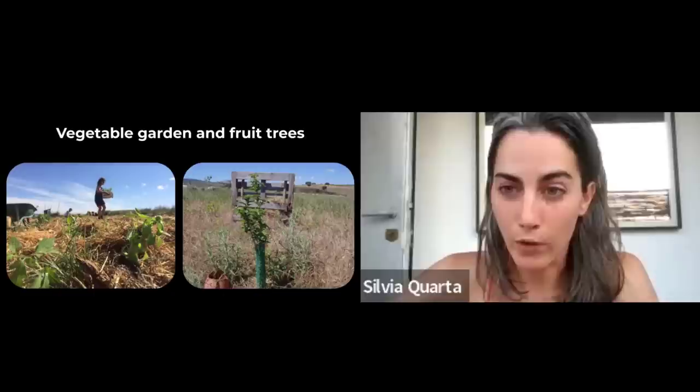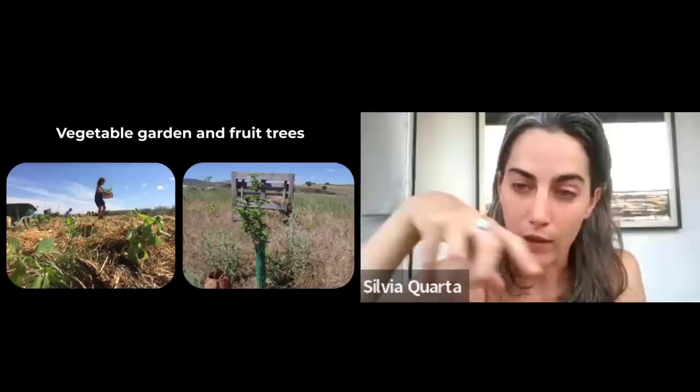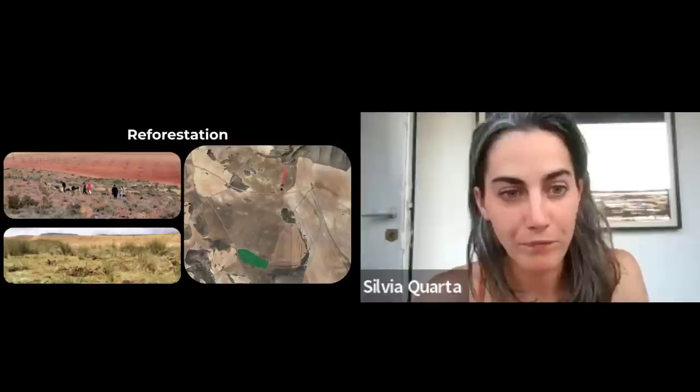And the idea is that we create a small experimental patch with different species so that we can see which species work best, so that we can also expand the agroforestry system and add a variety of species.